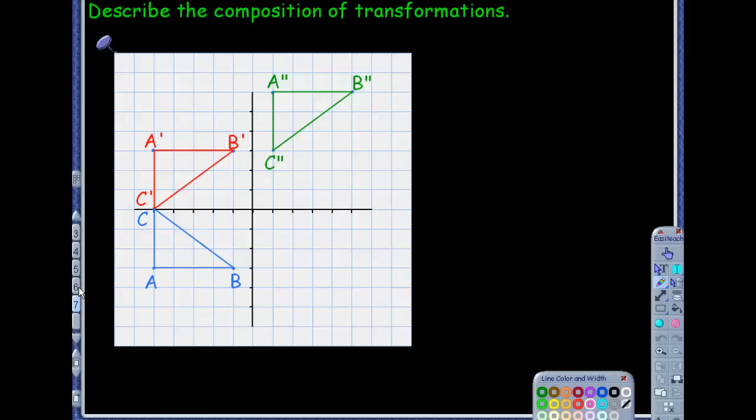All right, so we are starting with the pre-image, which is triangle ABC, the one without the prime symbols. And we're going to go to which one first? The red one first, because that's got just the single primes, and then the green will be the last one because that'll have the double prime. Okay, so let's narrow it down. Is this going to be a translation, reflection, or rotation?